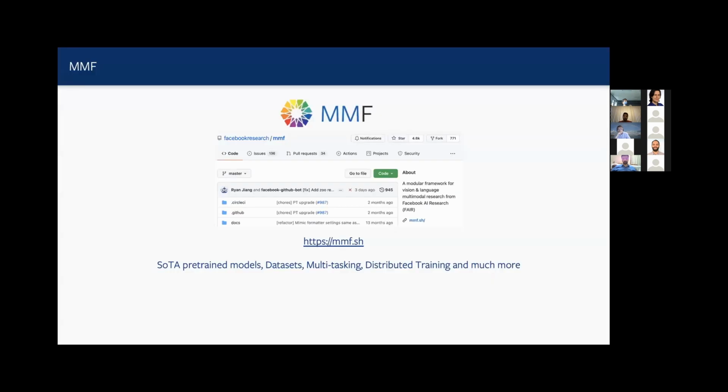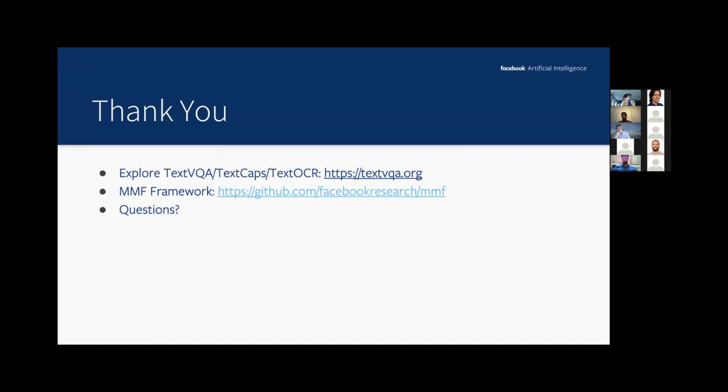For everything that we have done here, we use MMF, our multimodal framework, which is the central multimodal framework inside Facebook, even used on internal tasks. This is available at mmf.sh. Thank you for listening to this talk. You can explore TextVQA, TextCaps, and TextOCR at textvqa.org and the MMF framework at facebookresearch/mmf. I would be happy to take any questions now.